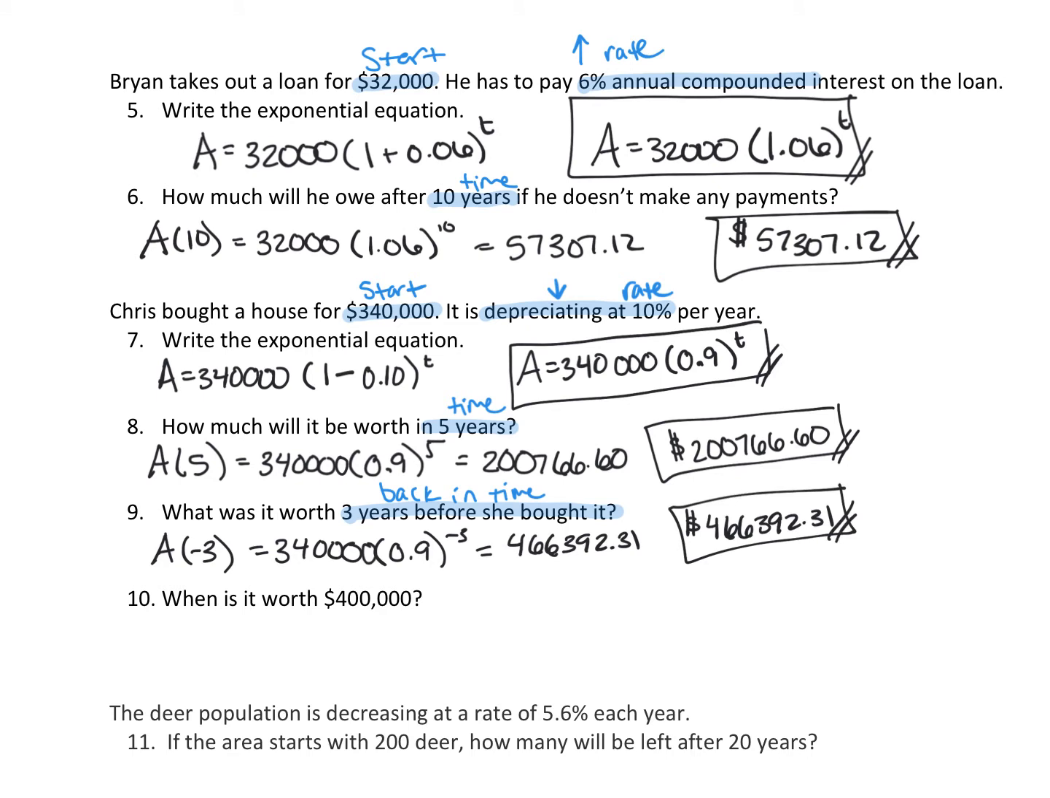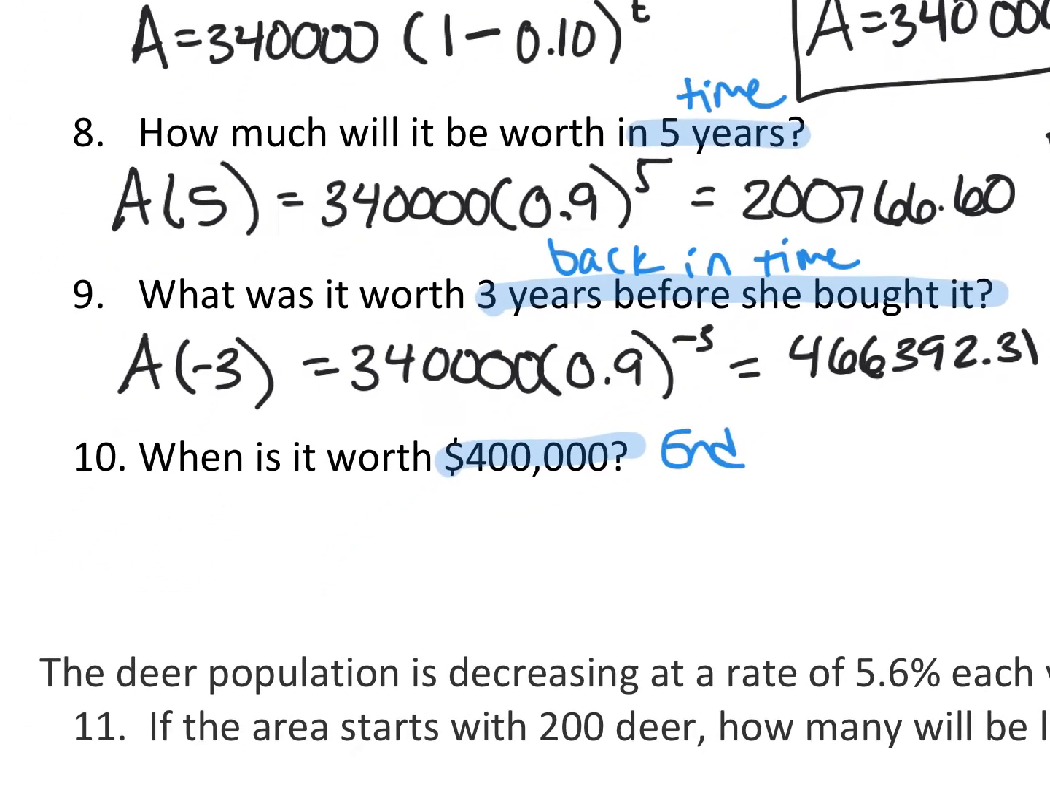So this is the logarithms and exponent application. So far we've only been dealing with exponents, but what about those logs? Well, for problem 10 it says, when is it worth $400,000? So now we have our end amount. So this is the end, but we need to know our time. We don't know our time. And since time is our exponent, if we have to solve for time as our exponent, well, we're going to have to use logarithms.